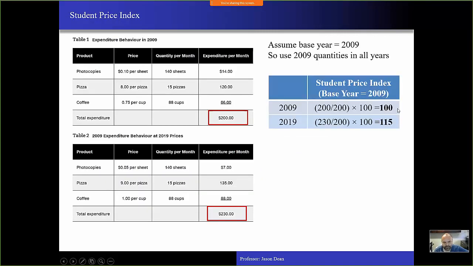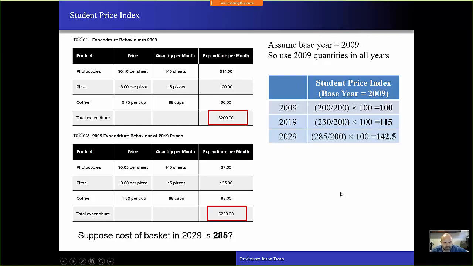Okay, so this would be a series of price indexes. If we're thinking of what a price index would look like for this student price index, it would be 100 and 115, for those two years. And so we can clearly see by looking at this that prices increased 15% between these two years. Now suppose we had data for 2029, and let's suppose that the cost of the basket of goods in that year was 285. Again, we would have calculated this using these quantities, so we would have held these quantities constant. If that's the case, what would be the index value for 2029?